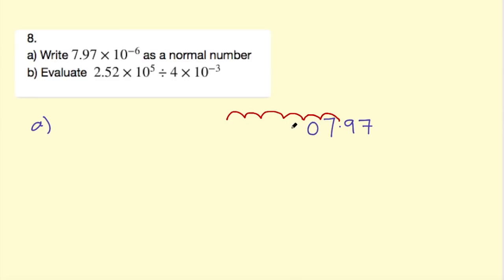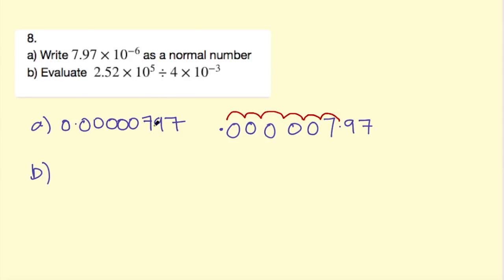And we need some zeros in there, and that decimal place is going to end up there. So that's going to be 5 zeros before the 7. 0.000000797. And I like to draw the diagram just so I'm making sure I'm getting it correct.